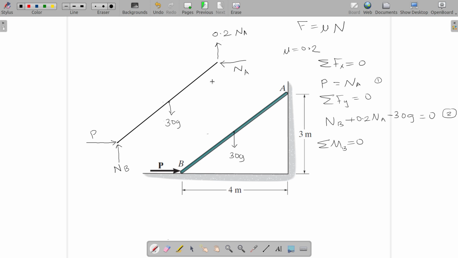So I will definitely choose B here. You can also choose other points, you will still get the answer, but I feel like this will be the easiest way. So P multiplied by 0, Nb multiplied by 0, those 2 are gone. Now 30g multiplied by perpendicular distance between 30g and point B. How much is that? Perpendicular distance between line of action of 30g and point B.